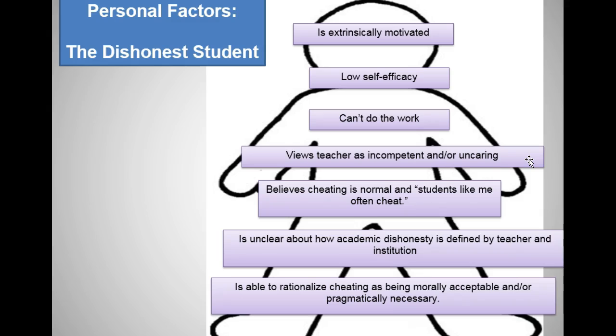Students who believe cheating is normal. Students who believe students like me cheat. Students who think, I'm the kind of person who would cheat, or other people like me at the institution are cheaters, so I'm part of that group, I'm going to cheat too. Students who are unclear about how academic dishonesty is defined by you, the teacher, or by the institution, are more likely to cheat. And of course, students who are more able to rationalize cheating as morally acceptable or pragmatically necessary are more likely to cheat.